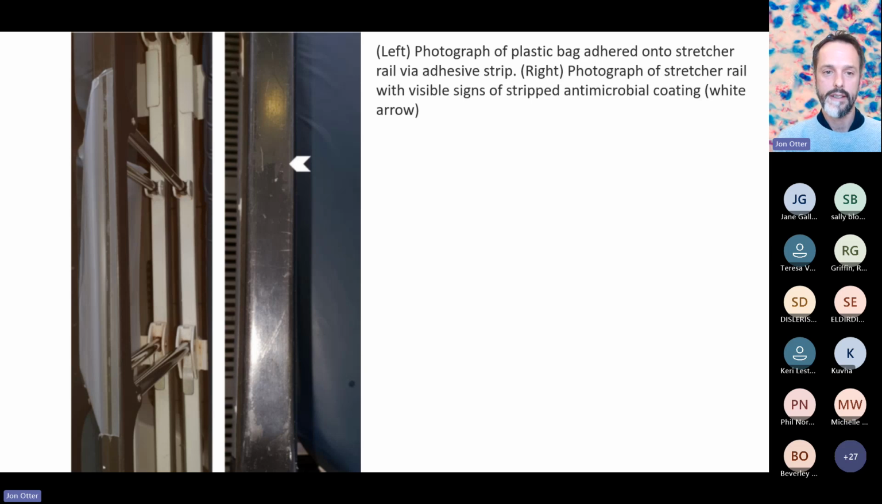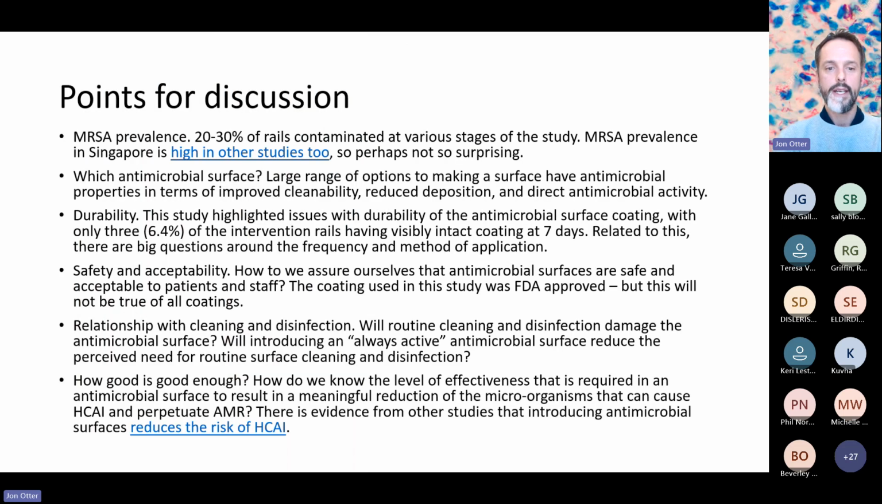And you can see that the coating next to the white arrow is intact at the top and it's not intact at the bottom. And related to this, really, there are big questions around antimicrobial surfaces generally, around the frequency and the method of application. So how often do we need to reapply, if ever? Is it manufactured into the item at source? And how do we reapply? Is it sprayed on, painted on, vaporized on, or various different options?